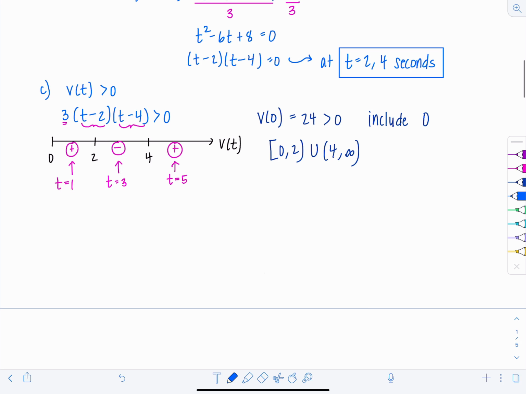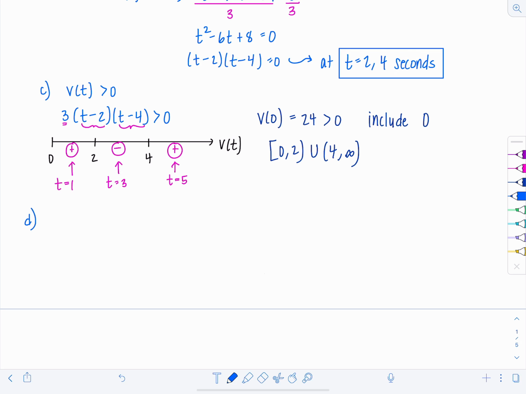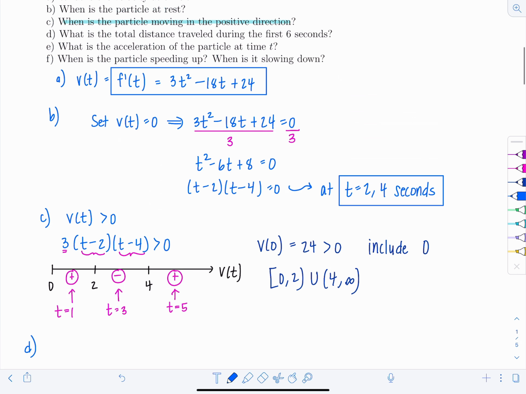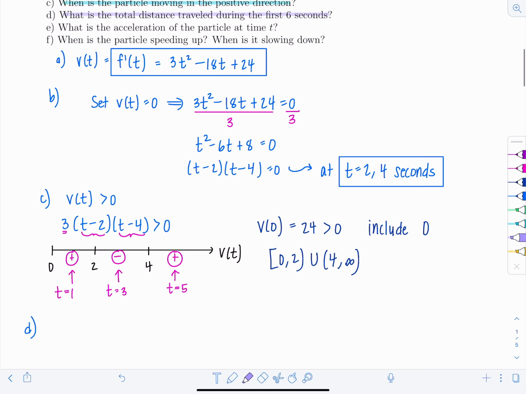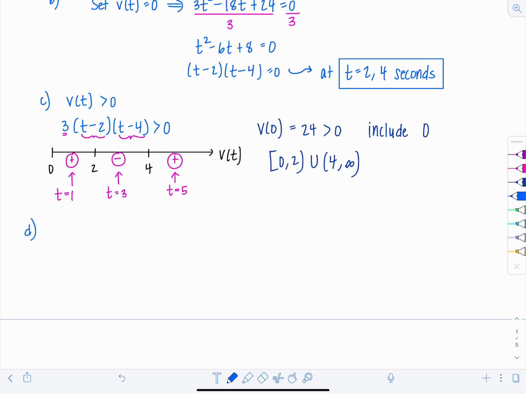Part D. I'll read it to you here. What is the total distance traveled during the first 6 seconds? Okay, here's what you have to understand. The total distance traveled has to be computed by looking at several subintervals. Why? Because here's what the particle's doing.